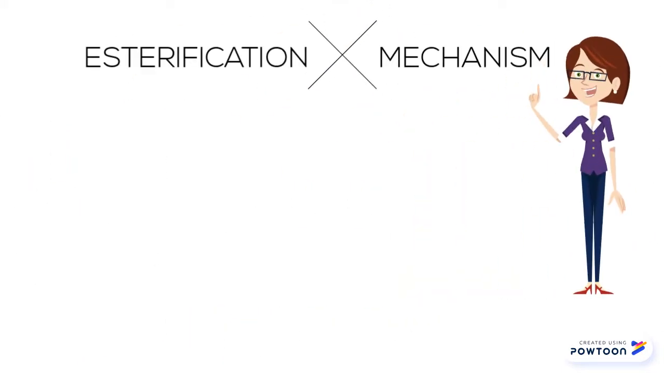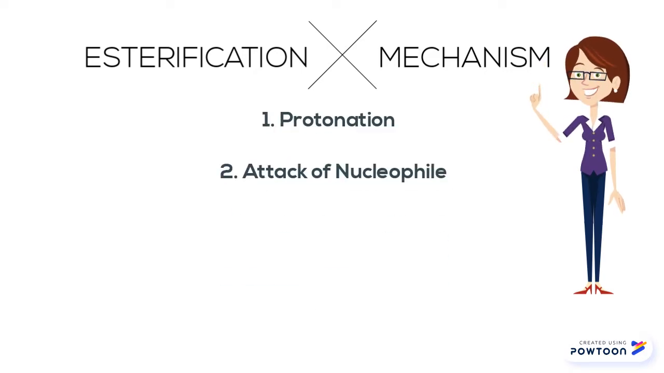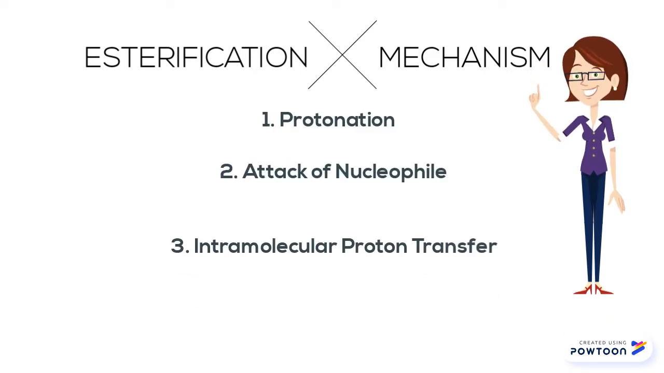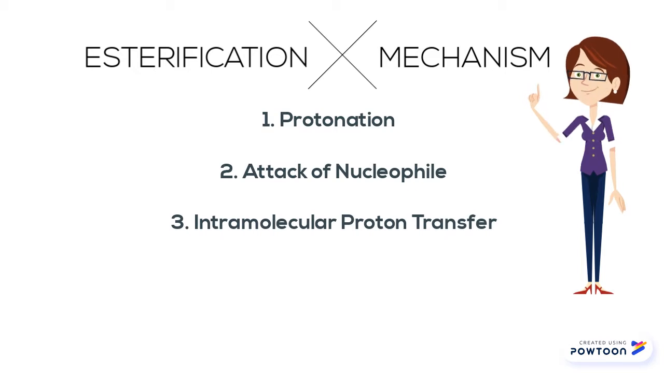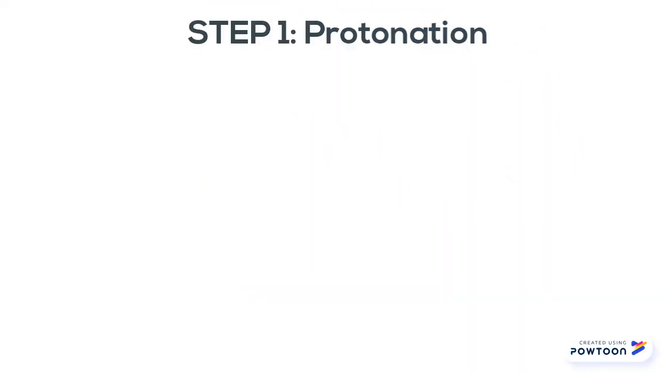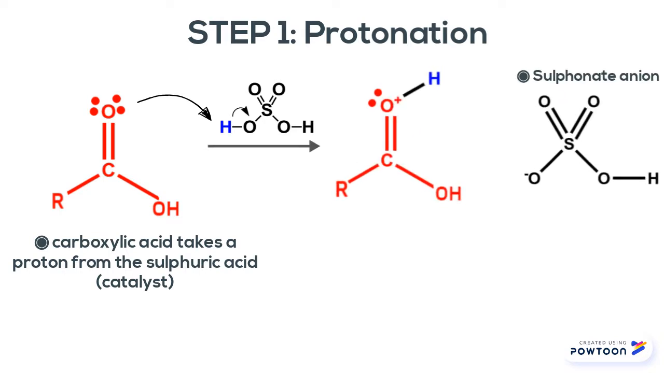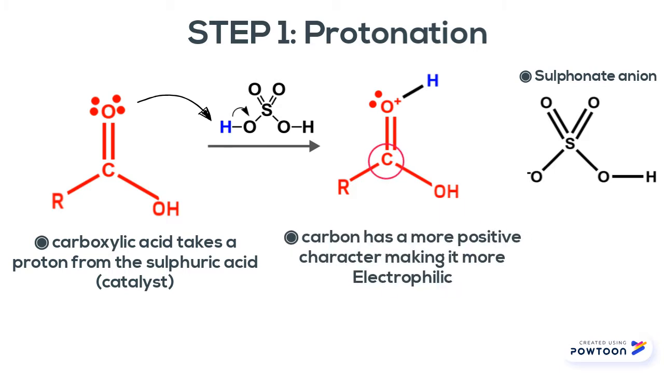The process of esterification is done in 4 steps. Step 1, protonation. Step 2, attack of the nucleophile. Step 3, intramolecular proton transfer. Step 4, elimination reaction, whereby the catalyst is reformed. In step 1, the carboxylic acid takes the proton from the sulfuric acid. The proton attaches to the oxygen with the lone pair, which is double bonded to the carbon. The carbon is now more electrophilic.